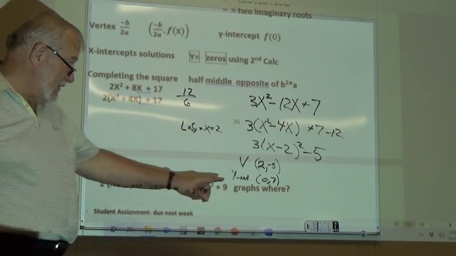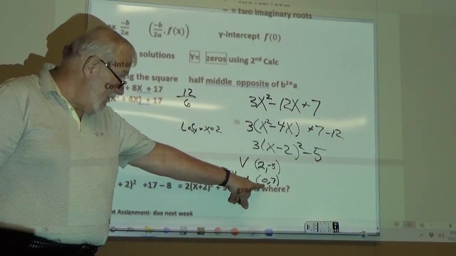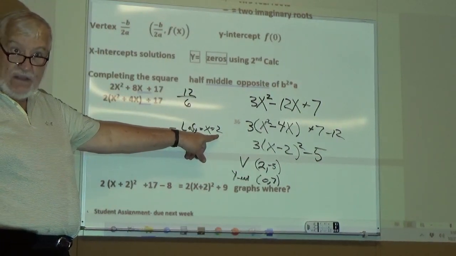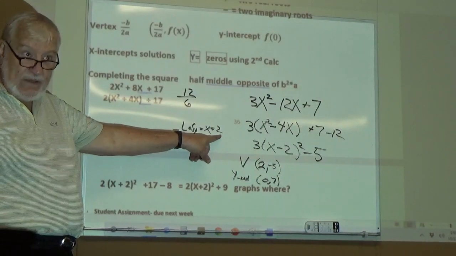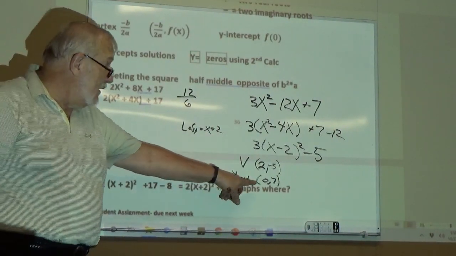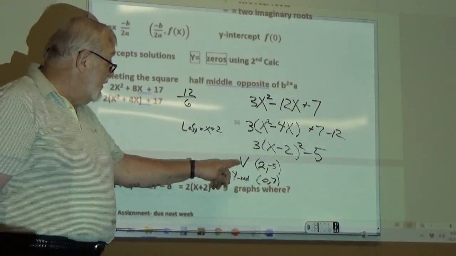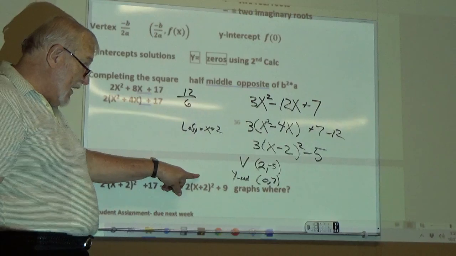All right, now look at this. This is 0. How far is it from here to the line of symmetry? It's 2, right? Isn't it 2? So if this is the line of symmetry, then this is 2 on this side.